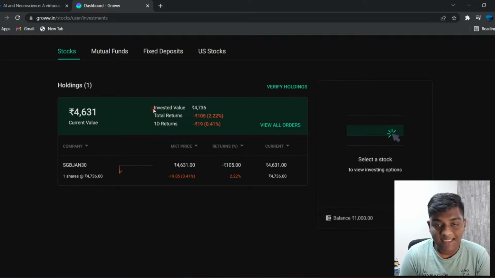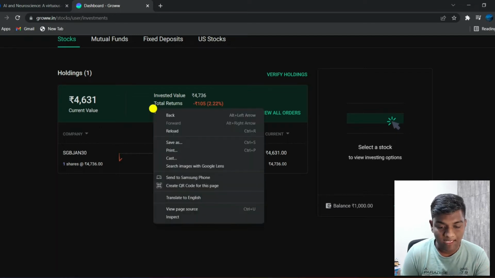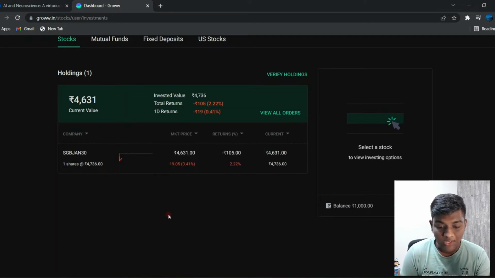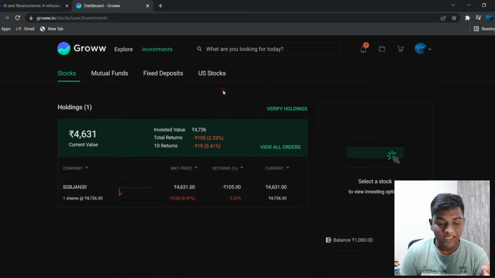So as I said, I haven't bought any stock using this demat account. The only thing I bought is a sovereign gold bond of the January series, 2022's January series. So this is the only thing I bought using this. Even that's in red, I lost 100 rupees in that as of now. So here is what holdings show.